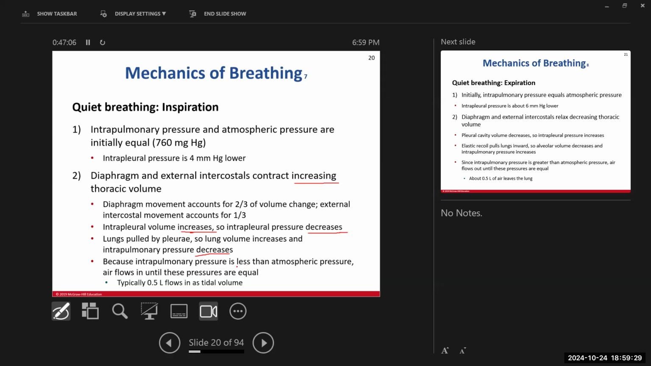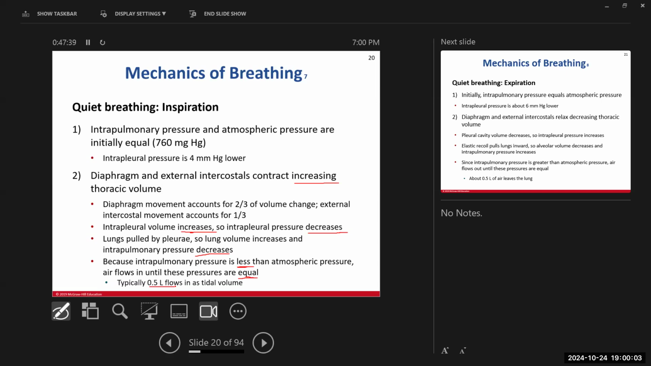So when it becomes less than the atmospheric pressure, we've created a pressure gradient, and air is going to flow into our lungs. Usually it's going to be about 500 milliliters, and we have a name for that, which is called the tidal volume. That's roughly the amount of air when you take a breath in, about 500 milliliters. And then when you exhale, it'll be the same, another 500 milliliters. So pretty nice, it's an easy number to remember.